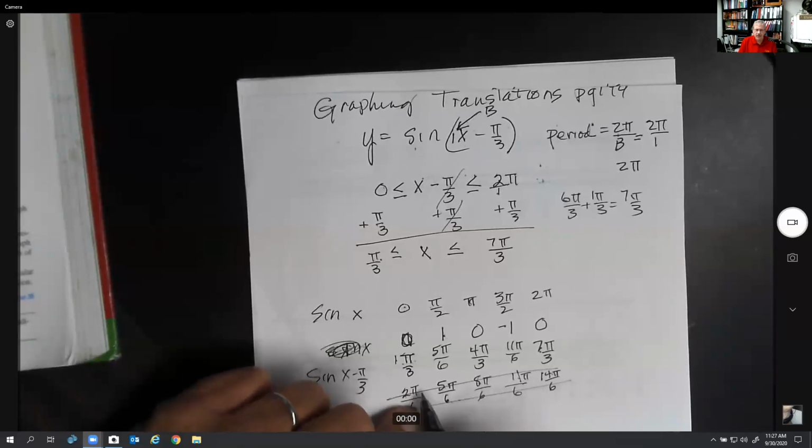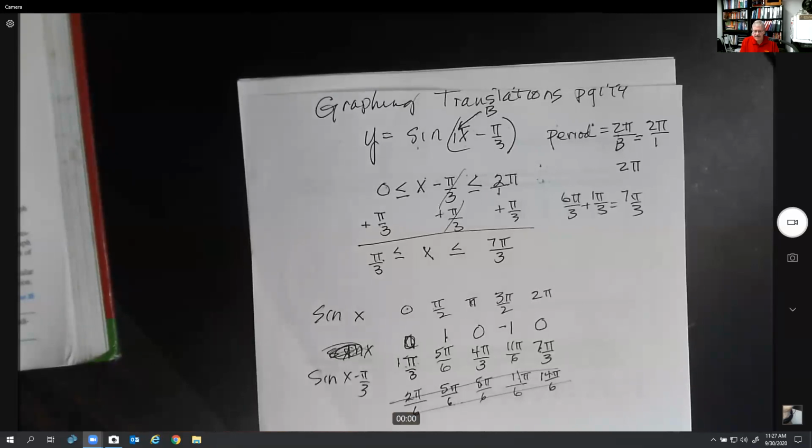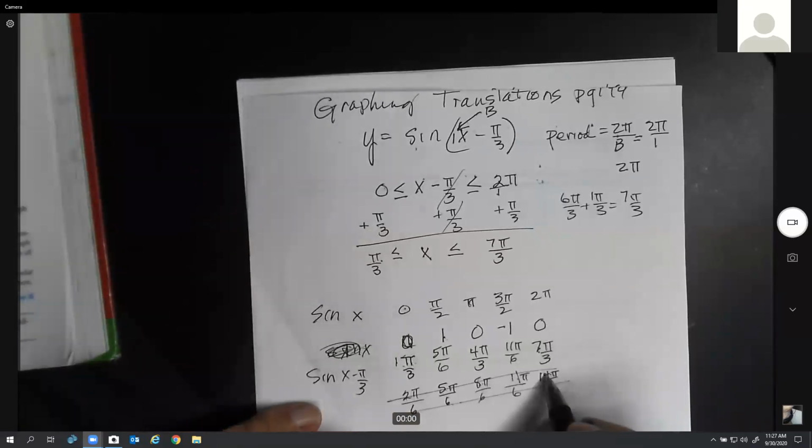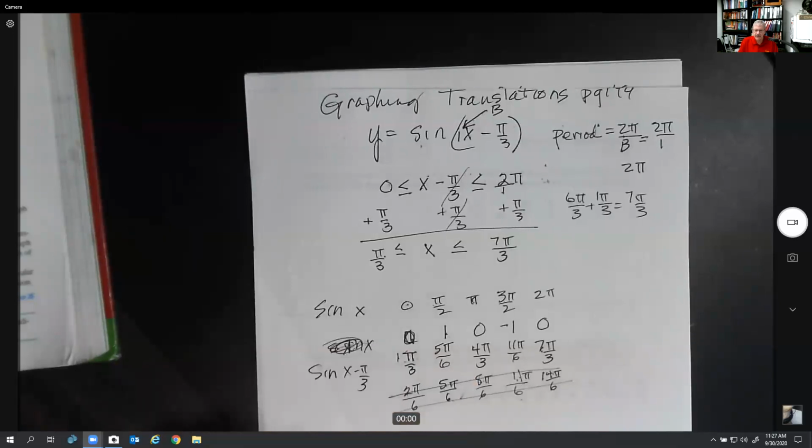So I just added the numerators and divided by 2. Does that help? Same thing here. You could add these together. What's 8 and 14? 22. Half of 22 is 11. 11 pi over 6. That's why I changed them all to 6s.